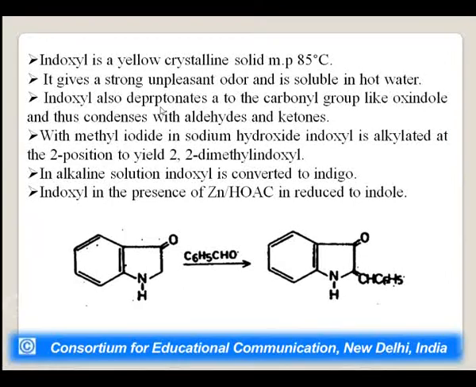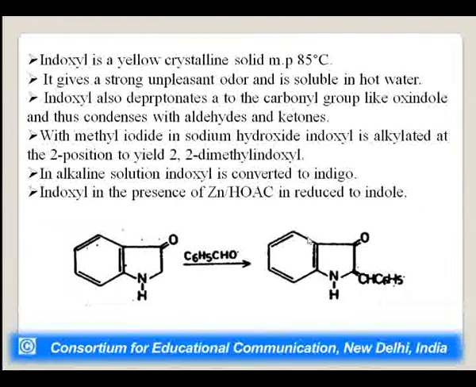Indoxyl also deprotonates like a carbonyl compound such as oxy-indole and thus condenses with aldehydes and ketones. With methyl iodide in sodium hydroxide, indoxyl is alkylated at position number 2 to yield 2,2-dimethyl indoxyl. In alkaline solution, indoxyl is converted to indigo. Indoxyl in presence of zinc and acetic acid is reduced to indole. Here you can see when it reacts with benzaldehyde what kind of addition product will form.